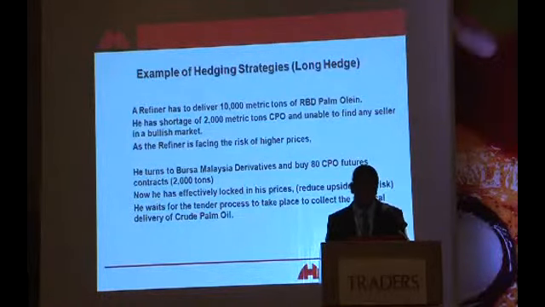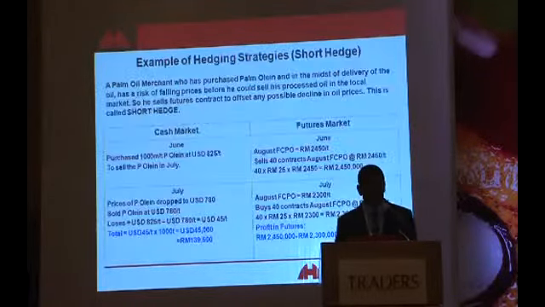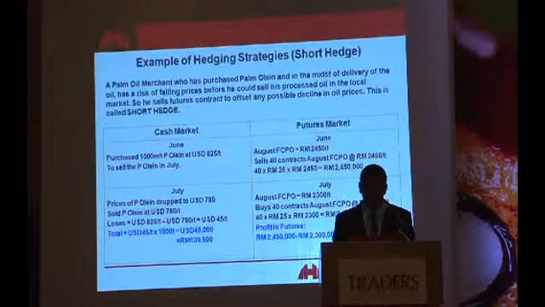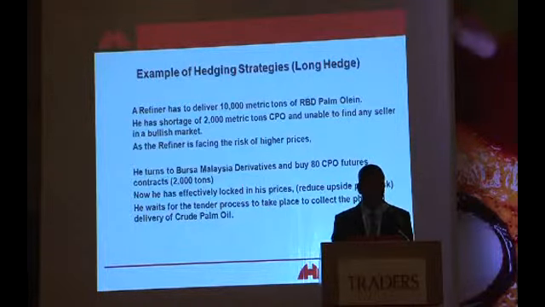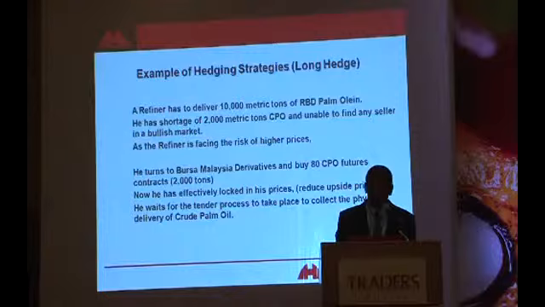These are two examples of basic hedge that I'm going to talk about. Number one, we have the long hedge. A refiner who has to deliver about 10,000 metric tons of RBD palm oil faces a shortage of 2,000 metric tons of CPO to refine, and he's unable to find any seller in the bullish market. He would face a risk of higher prices.